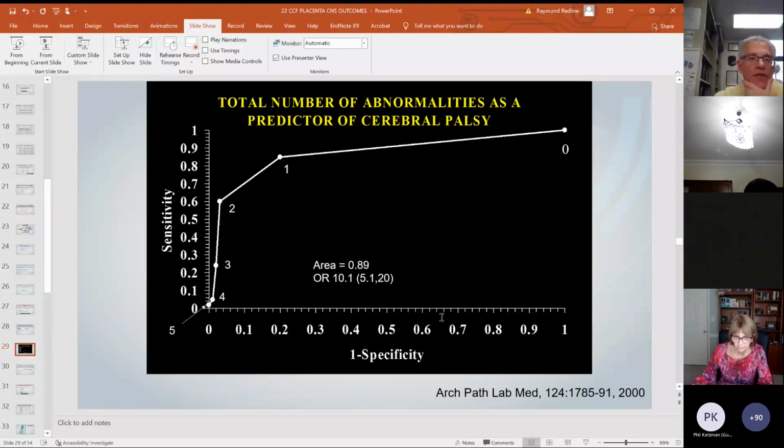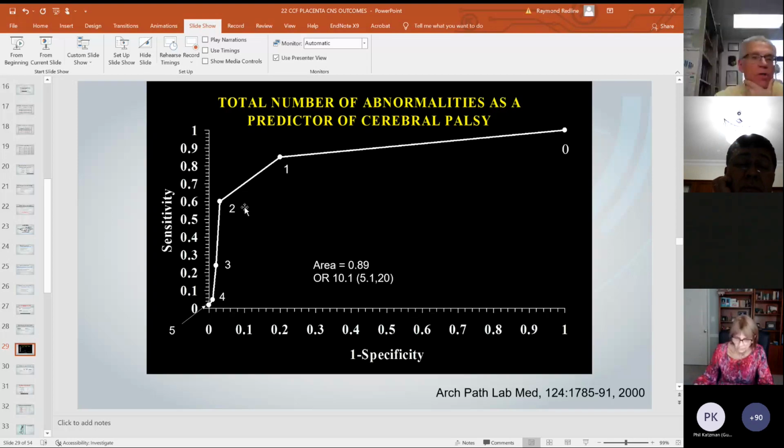So one of the things we did was that we simply looked at the total number of significant abnormalities as a predictor of cerebral palsy in this population. And you can see that having any one of the significant predictors captures a large number of the cases. Almost 90% of the cases had at least one of those abnormalities, but it's not very specific. So many of the control cases also have such a process.